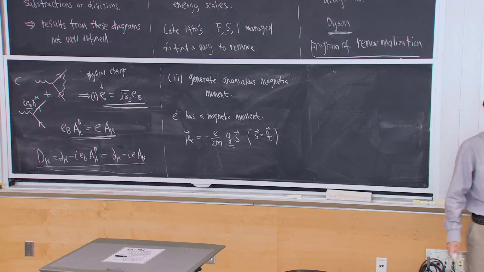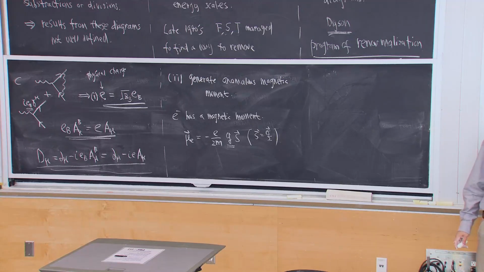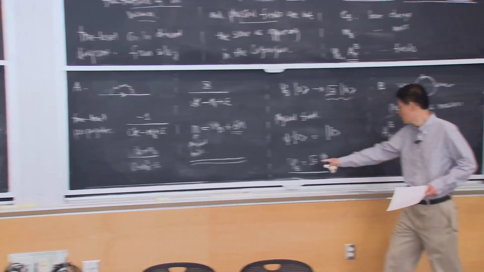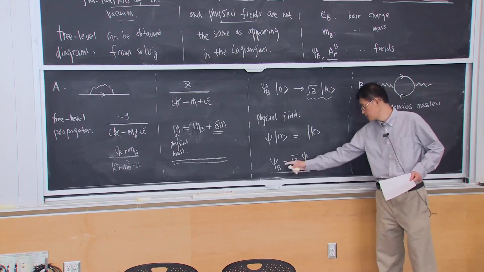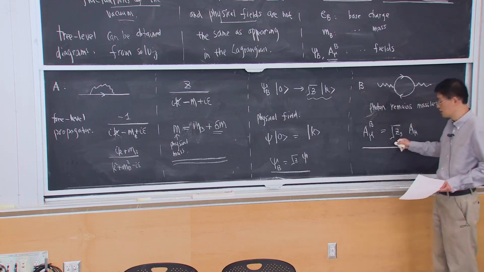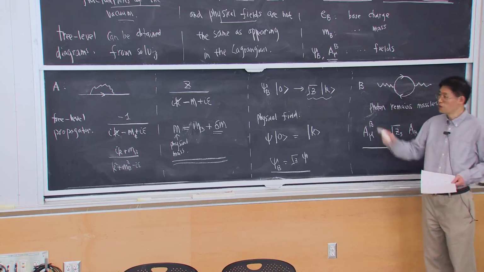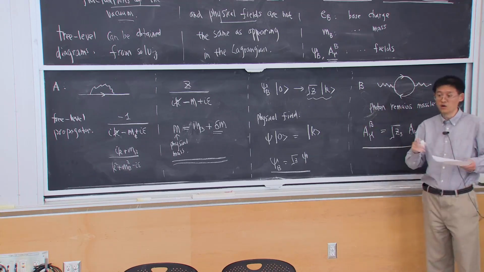Other questions? Yes? What is the difference between square root of Z and square root of Z? Oh, they're just different numbers. So this is one number, this is some other number. The electron field is renormalized in a different way from the photon. But somehow the charge has to be renormalized in the same way.